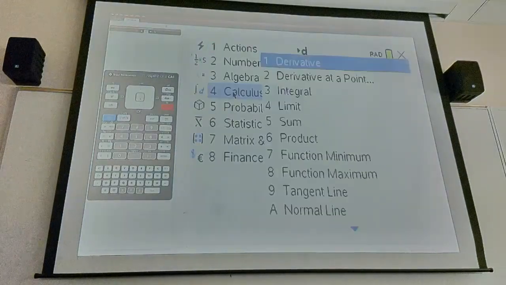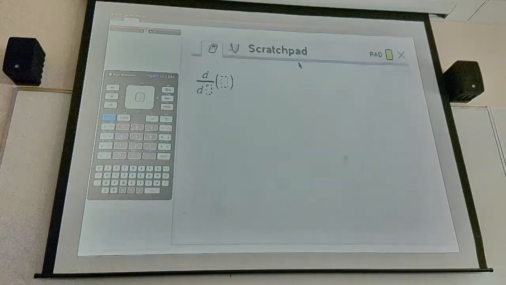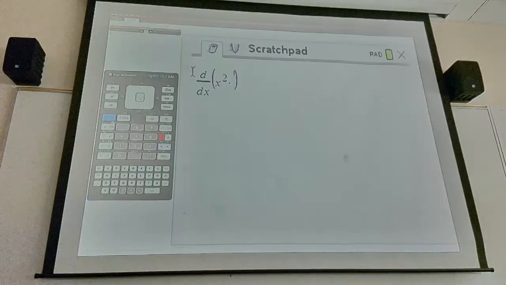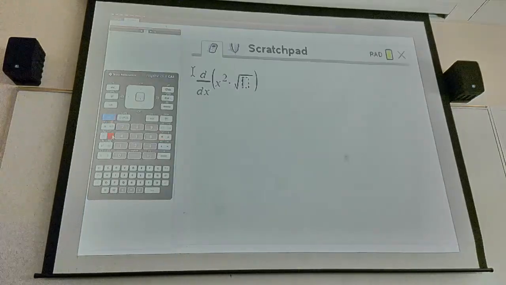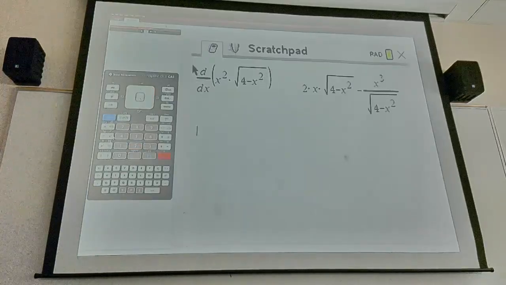So, menu, calculus, with respect to x, x squared times square root 4 minus x squared. Enter, there it is. I don't like that form.